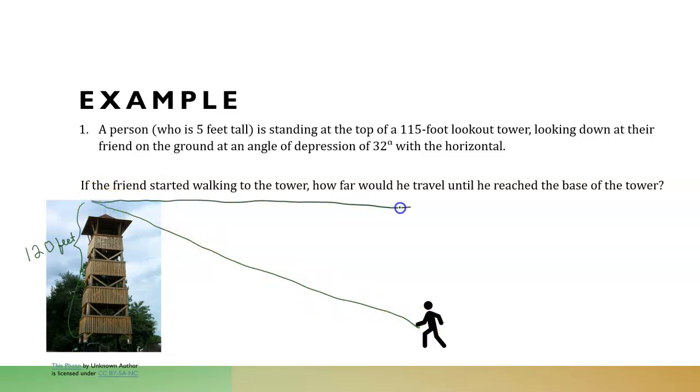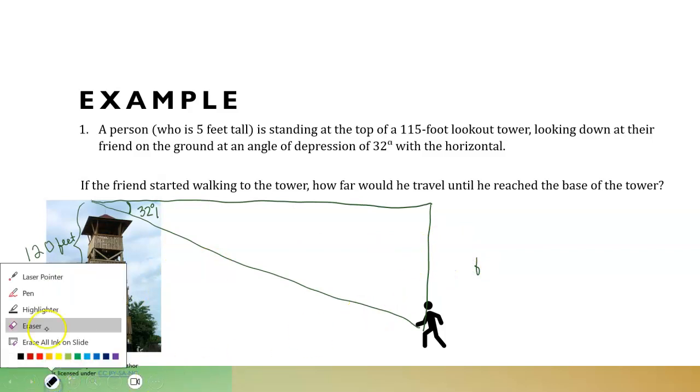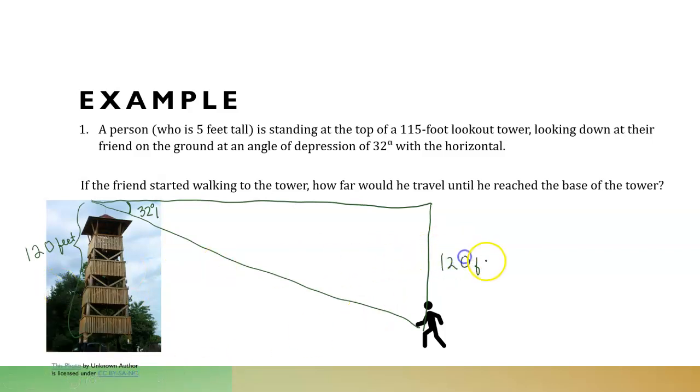Now keep in mind that the horizontal has to be up here because I'm doing an angle of depression. So this is going to be 32 degrees. And this side length of the triangle is 120, sorry, because that's how tall it was on the other side. So it's not going to be any different here. So this vertical and this vertical would match. And when the friend starts walking, it's going to be the same as this distance here. Okay, I don't know why it looks like I wrote 321. I'm going to erase that extra line.